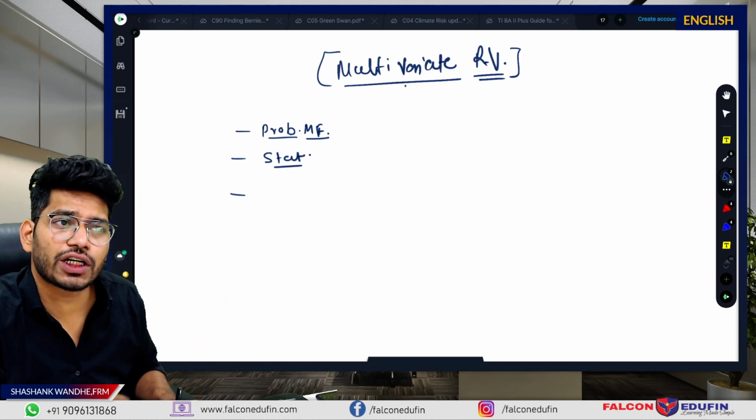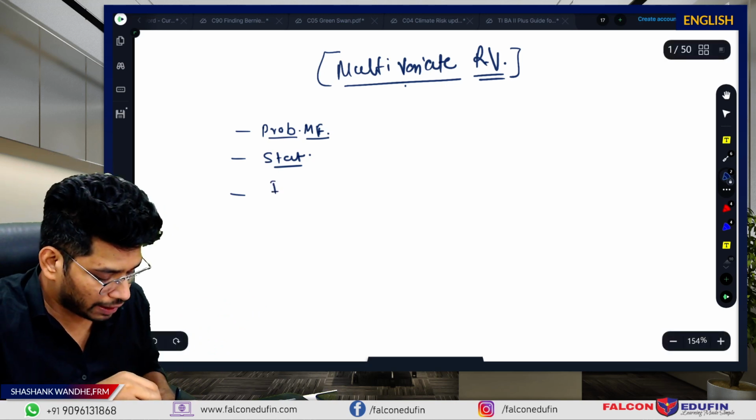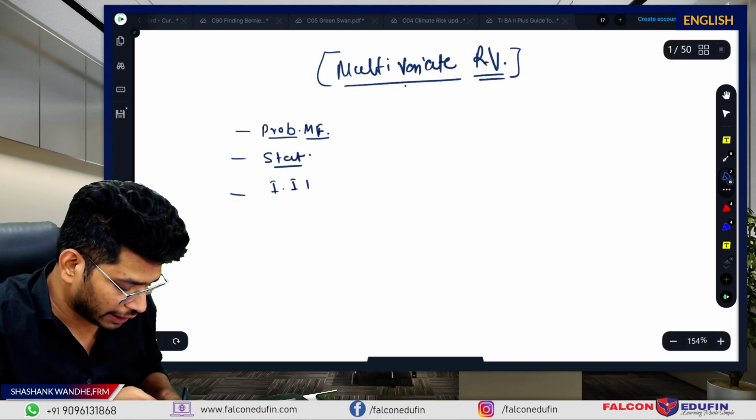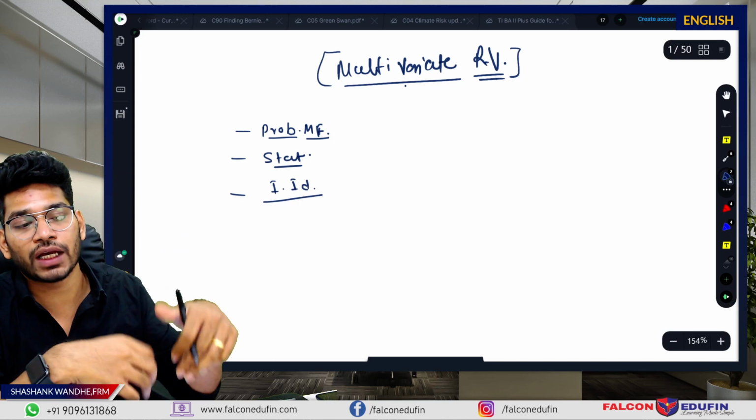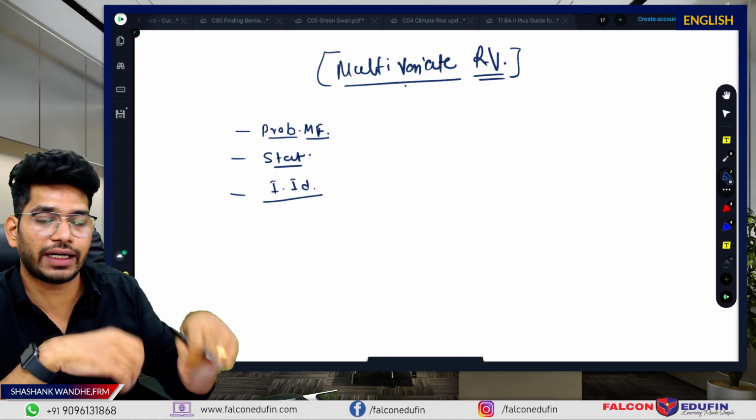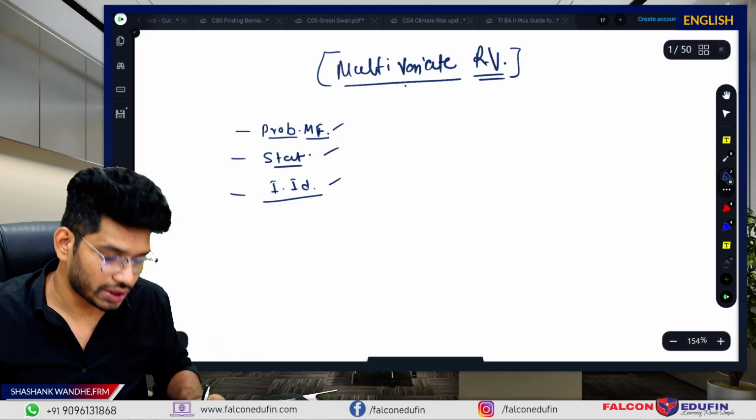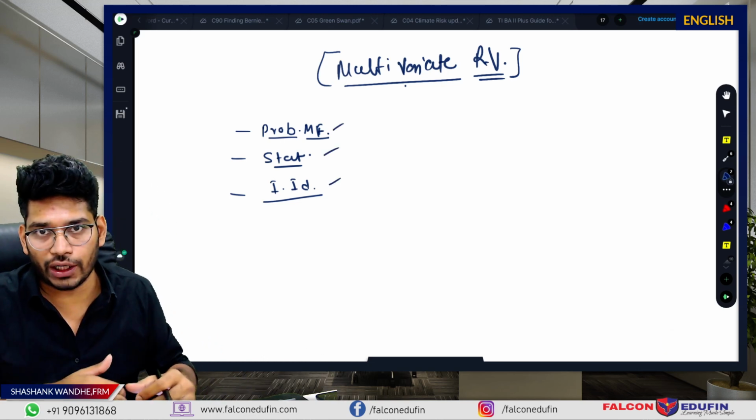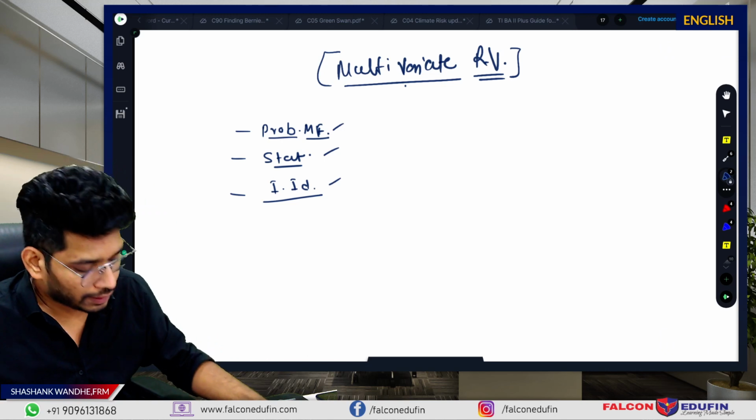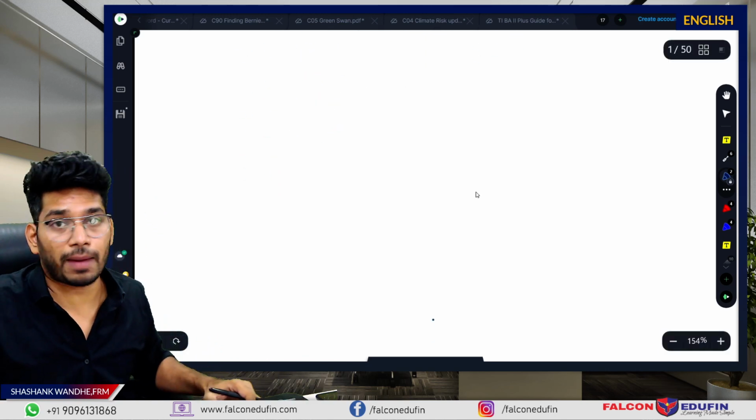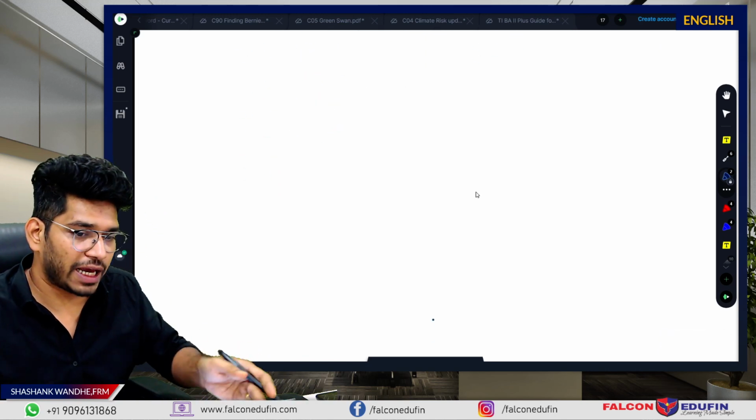And the third discussion is the assumption of independent and identically distributed random variables. Here we will talk about what is IID, independent and identically distributed random variables. Again, all these discussions you know already. Okay, so this is nothing new. We'll start with the first, the probability mass function, PMF.